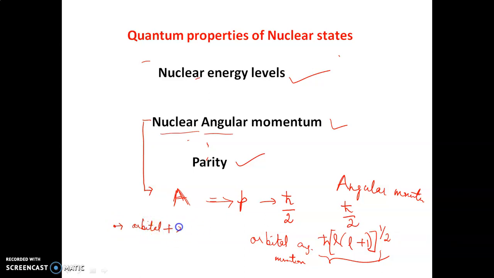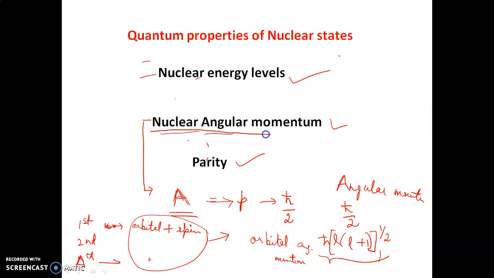So for a neutron, its angular momentum is its orbital plus spin angular momentum. The first nucleon, then the second, and the a-th, because there are A nucleons, all have orbital plus spin. So the sum total, the vectorial sum of all these, gives us the nuclear angular momentum.